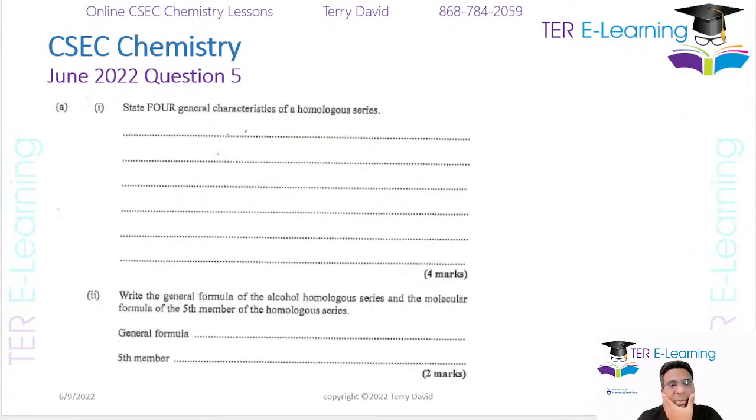All right, this next one, question 5, organic chem again. State 4 general characteristics of a homologous series. They asked this exact same question for the past few years, even in January 2022, I think. So one, same general formula. There are 5 of them we need to know, but they only want 4.